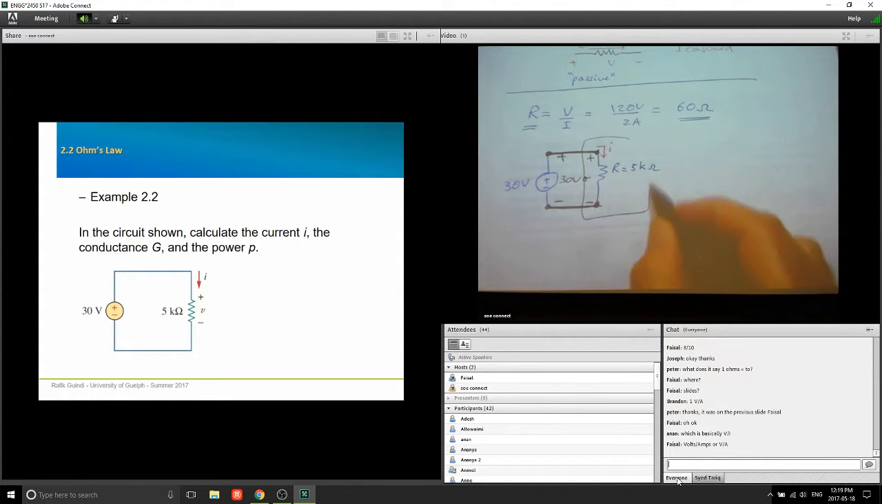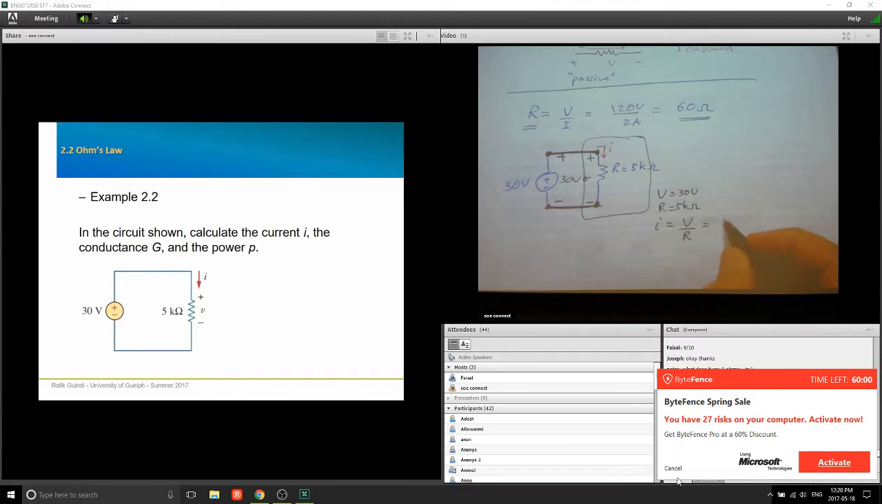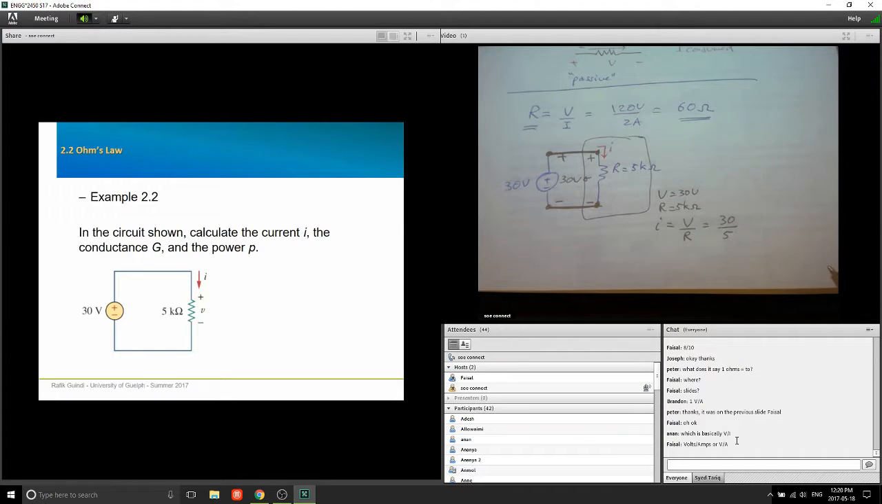So let's look at this now. V equals 30 volts. R equals 5 kilo ohm. I, according to Ohm's law, is V over R, equals 30 over 5K, over 5,000. If I do 30 divided by 5, that's 6. But this one is in kilo ohms, so it's 6 over 1,000, right? So 6 milliamps.